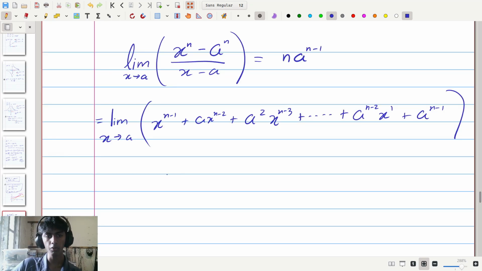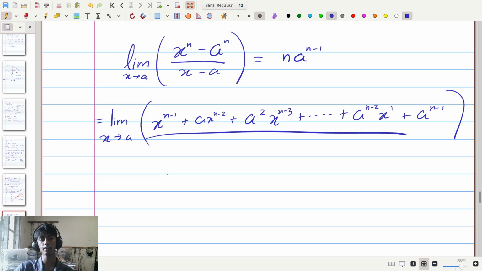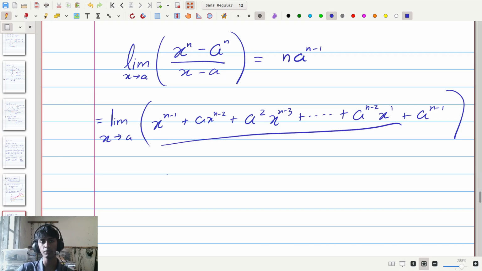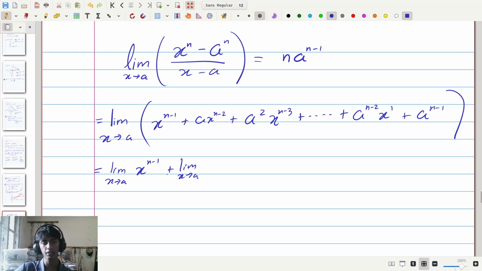Well, over here we have a sum of terms, and the sum of the limit is the limit of the sums. So we can take the limit of the sums, break it into the sum of the limits, and say this is equal to the limit as x approaches a of x to the power of n minus 1 plus the limit as x approaches a of a times x to the power of n minus 2 plus ... all the way down to the limit as x approaches a of a to the n minus 2 x to the 1 plus the limit as x approaches a of a to the n minus 1.